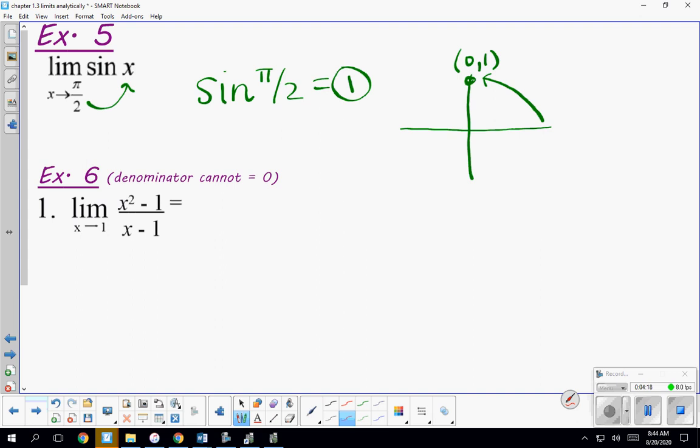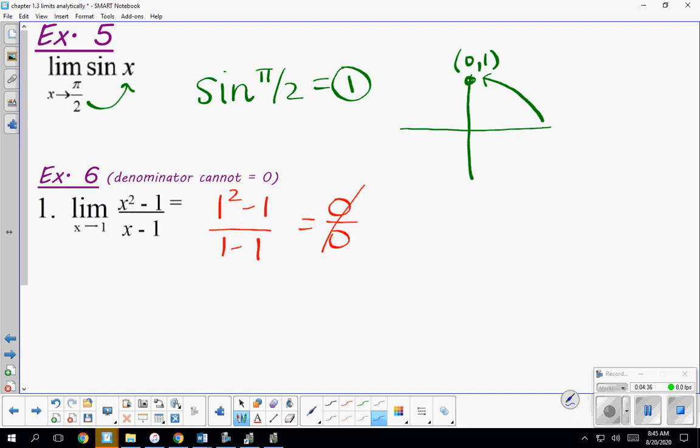Example 6, again, we try direct substitution. If we do that, we end up getting 0 over 0. This is called indeterminate form, which means we cannot determine the value. We must do more work. This tells us nothing. Okay?